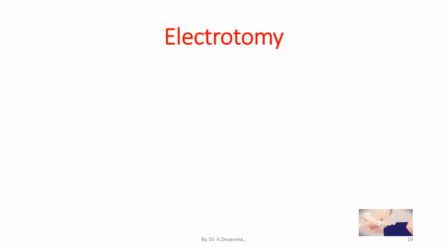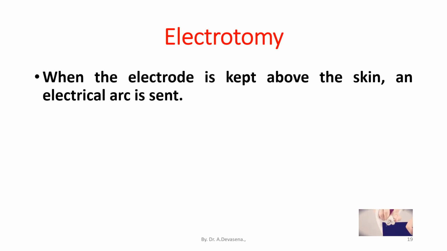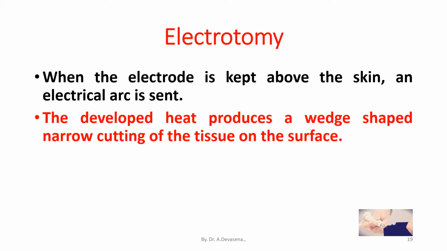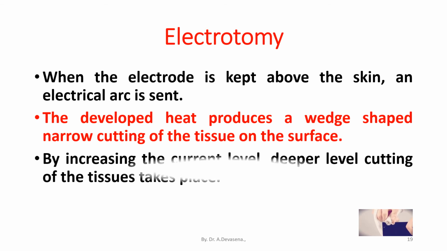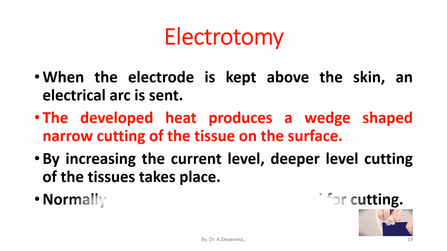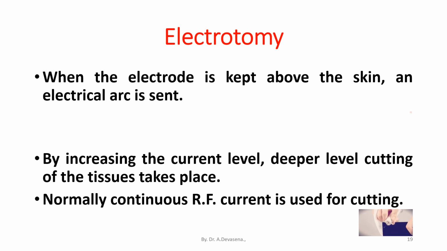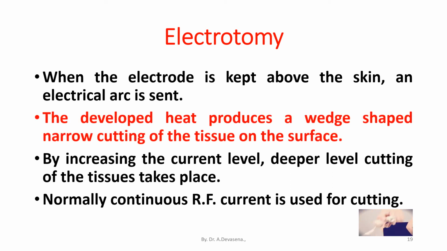Electrotomy. When the electrode is kept above the skin, an electric arc is sent. The developed heat produces a wedge-shaped narrow cutting of the tissue on the surface. By increasing the current level, deeper level cutting of the tissues takes place. Normally, continuous radiofrequency current is used for cutting.